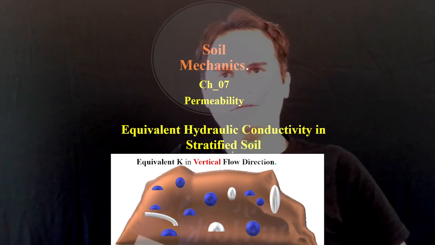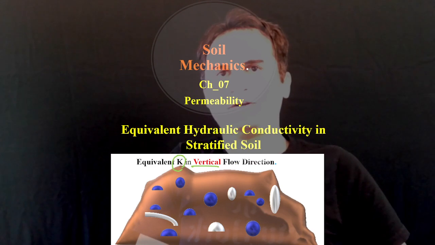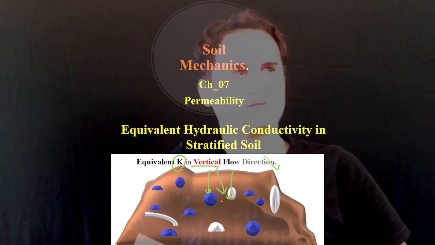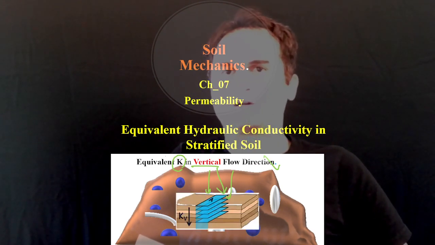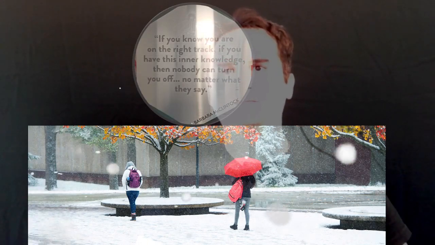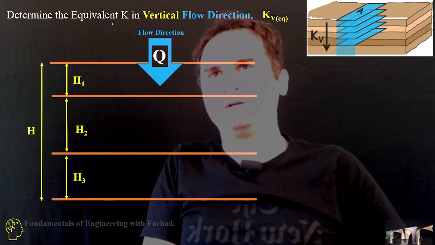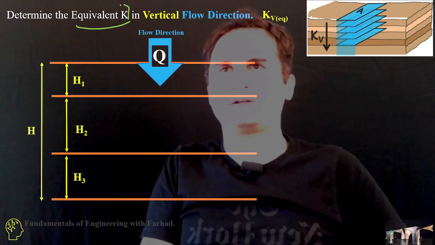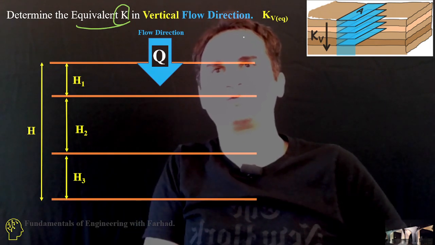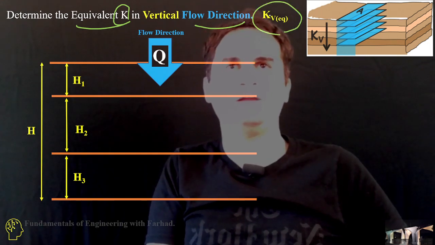Equivalent hydraulic conductivity in stratified soil. This time we want to calculate hydraulic conductivity in the vertical flow direction. So our seepage, or our flow direction through the soil, is vertical in this condition. We want to determine the equivalent hydraulic conductivity of stratified soil, which consists of different layers of soil, for a vertical flow direction. So we are looking for K vertical equivalent.